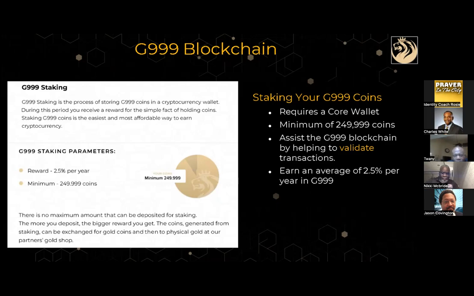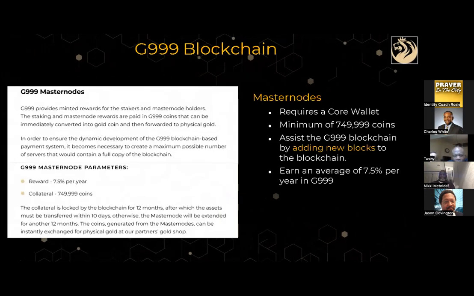Now, that's just a ballpark figure. It's no guarantee, but this is a way for you to earn additional G999 without buying it. So this is one of those things you can do. The next thing, in addition to staking, is the masternode. The masternode does require a Core Wallet.